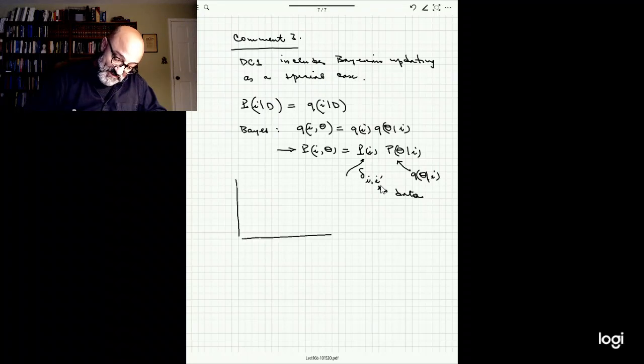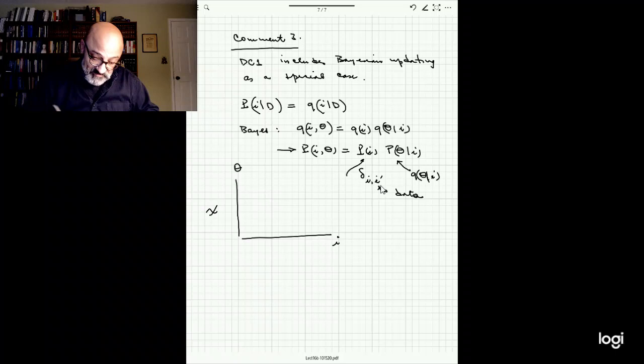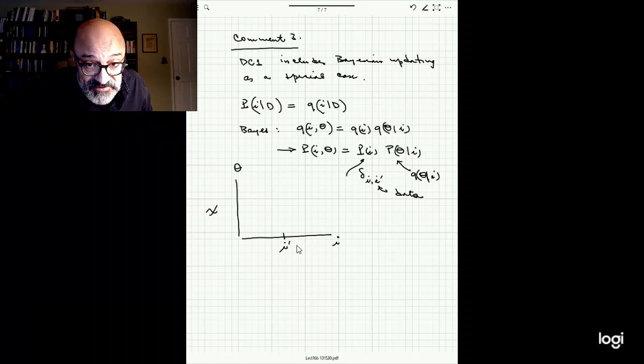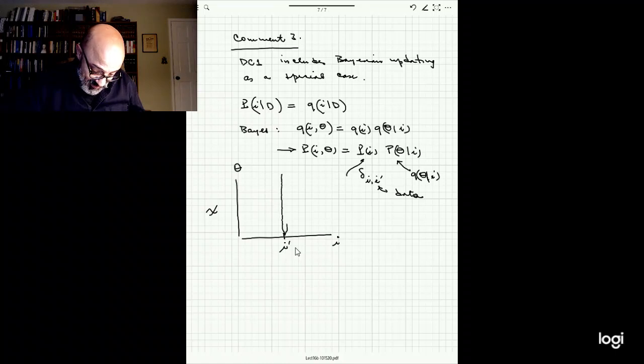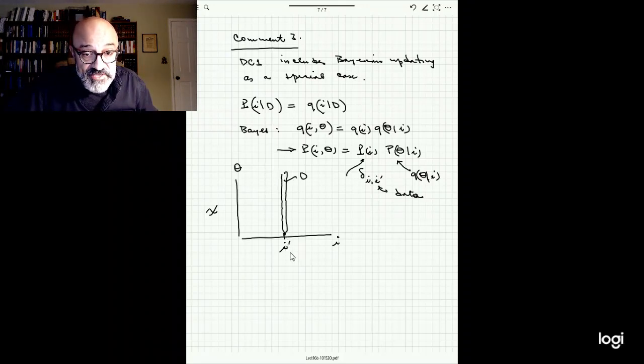So what is going on here? The space, the total space that you're talking about, is a space that includes data and parameters. And what is the information that you get? You get information about a particular value I prime. This is the data. You perform the measurement, and the value of the data ended up being I prime. What does that immediately tell you? It tells you something like this. Imagine that we call this subdomain D. This is the subdomain D that consists of I prime and all the values of theta.